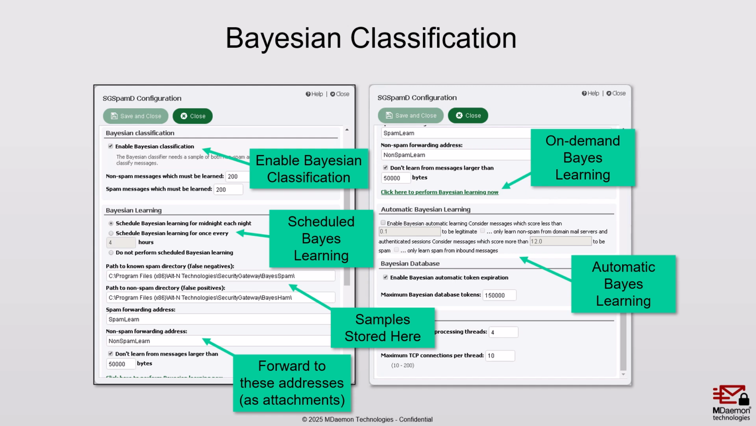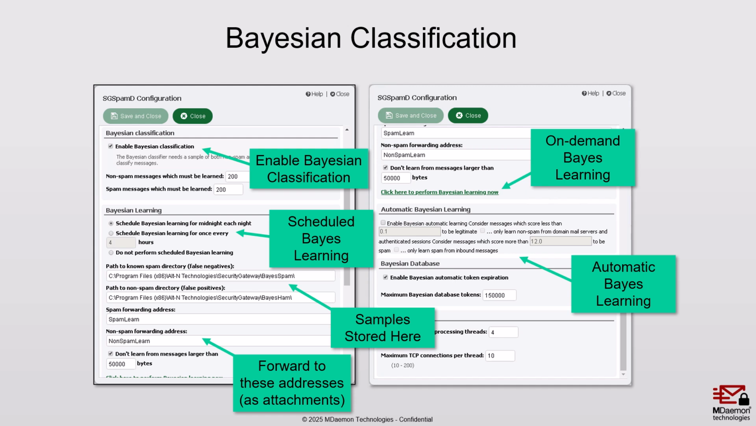and non-spam. And you can schedule Bayesian learning to take place at regular intervals, say for example every night at midnight, every 4 hours, whatever interval that you'd like to specify. You can also enter the path where known spam and known non-spam messages are stored.